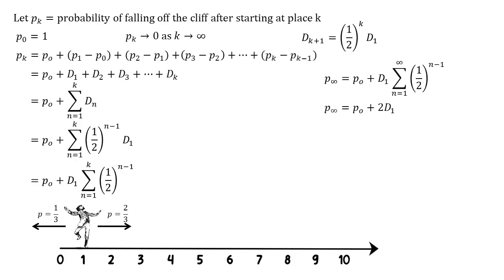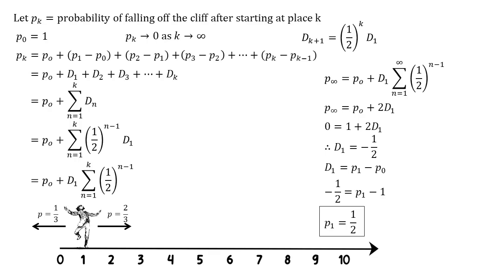Now let's sub in our values for our two p's, because we know that they are 0 and 1. So 0 equals 1 plus 2 lots of d1. So d1 is equal to minus a half. But we know what d1 is in terms of p. d1 is just p1 minus p0. And now we've got d1, we've got p0. So we know that minus a half is equal to p1 minus 1. So p1, the probability of falling off the cliff after starting in that first place where our drunkard is, must be equal to a half.